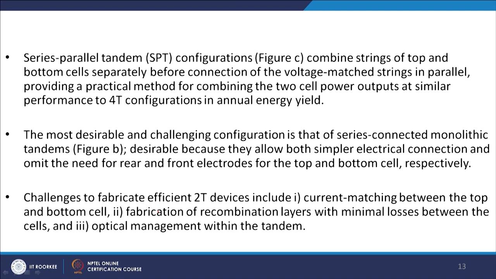If I have a 2T device or two terminal device, it is very important to have current matching between the top and bottom cells. Another challenge is fabrication of the recombination layers with minimum loss between the cells, and optical management within the tandem. So, if I use two terminal devices, basically we have to use a recombination layer between the top and the bottom solar cell. Now, the recombination layer, as the name suggests, is supposed to do the recombination. So, we have to use the recombination layer, but we also have to make sure the recombination loss is as low as possible, and at the same time the optical coupling should be very, very high.